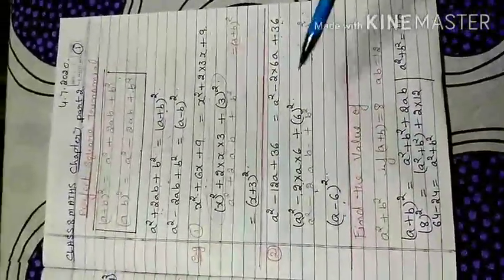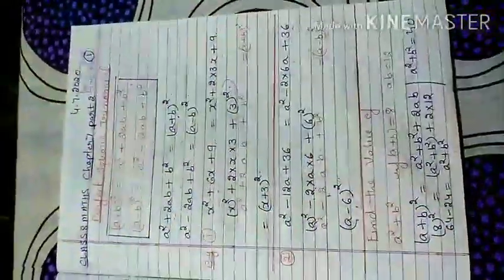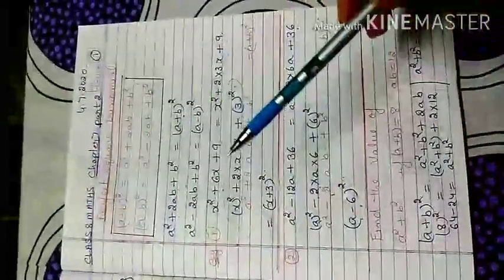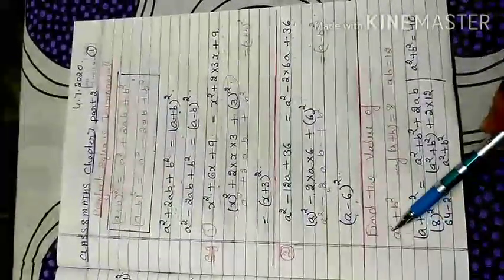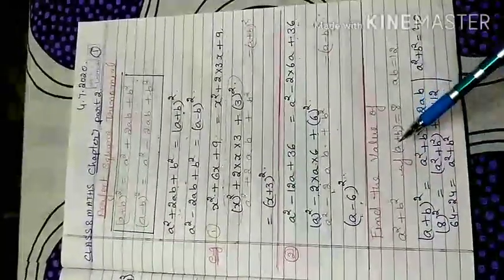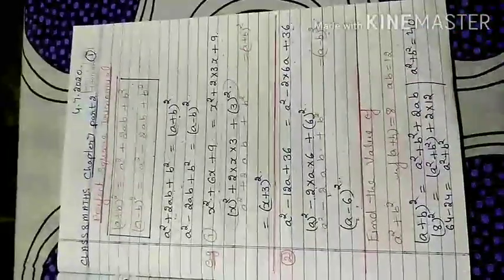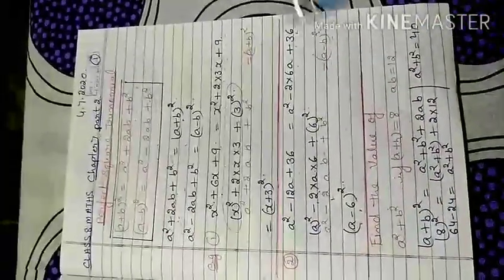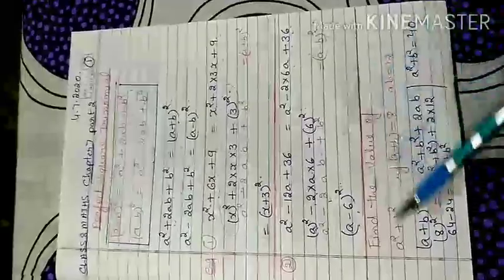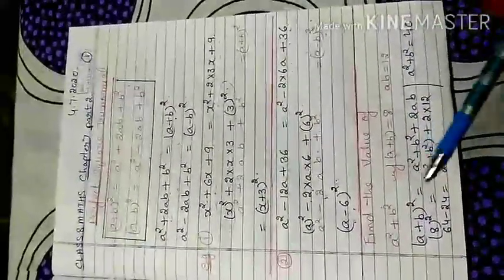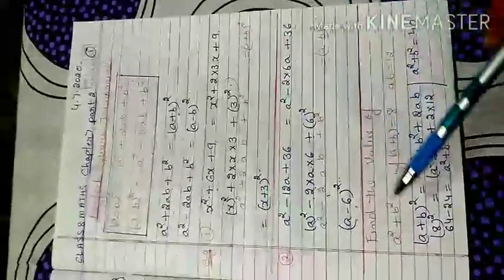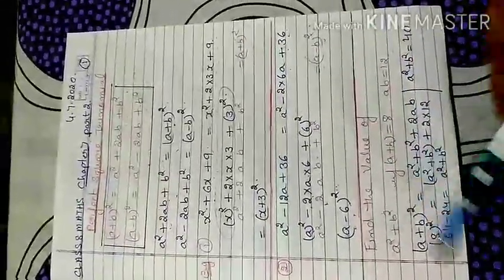But what happens if I have this formula? Some values are given to you and some are not. You have to identify the value. Suppose we have to find the value of a square plus b square, but I am given a plus b and ab. I have these two values given to me. So whatever is given and whatever I have to find, first I think about which identity I have to follow, and then I can easily find a square plus b square.